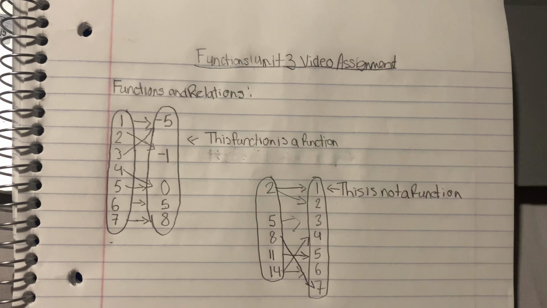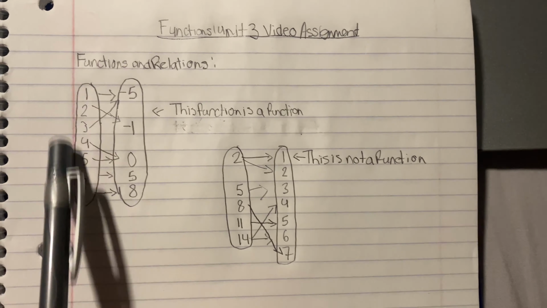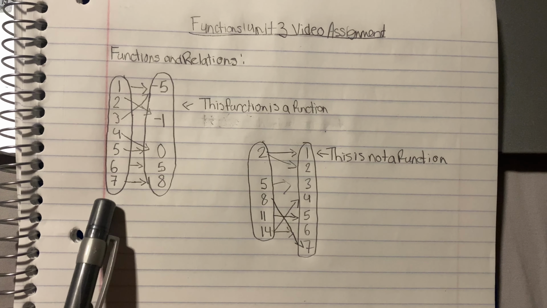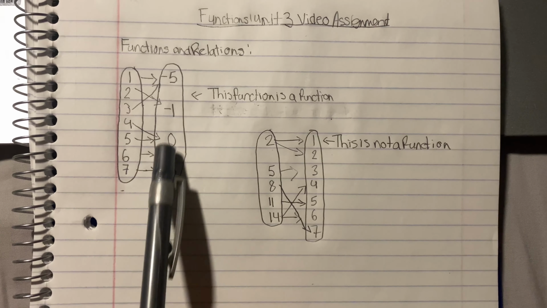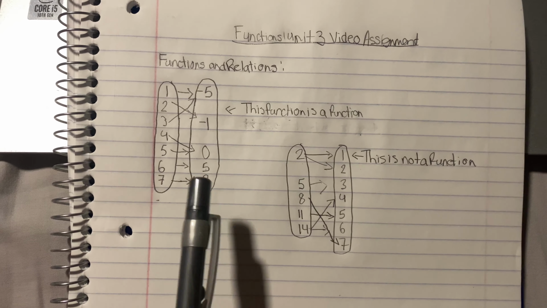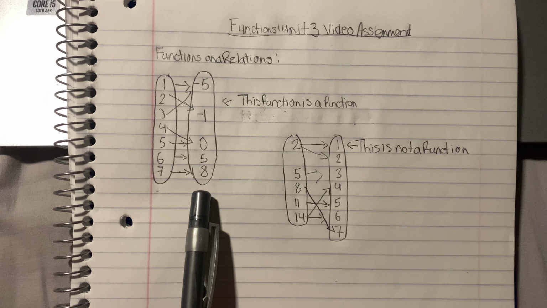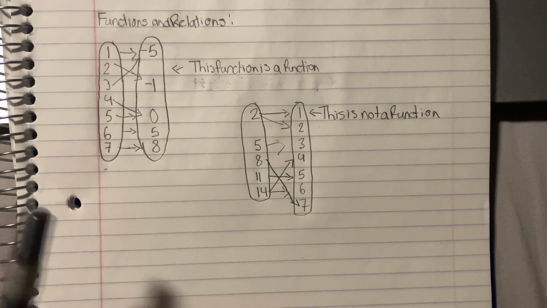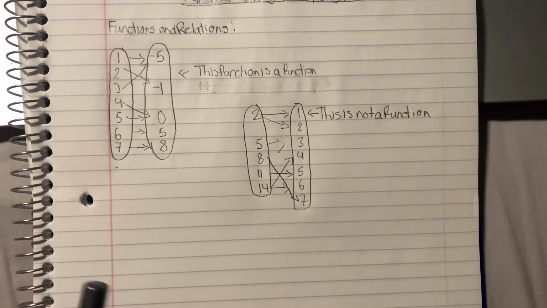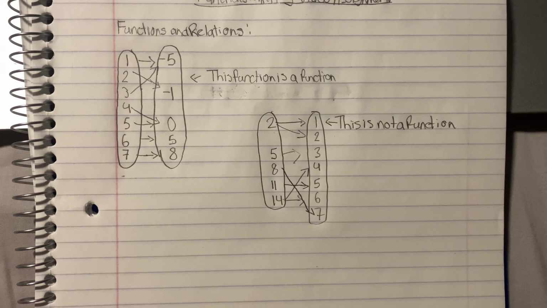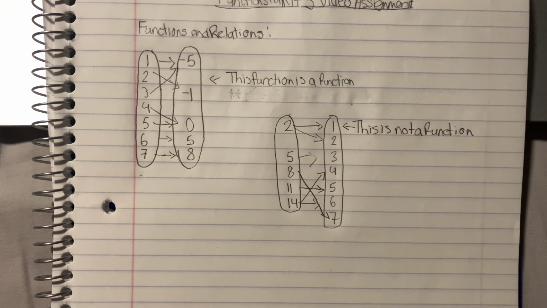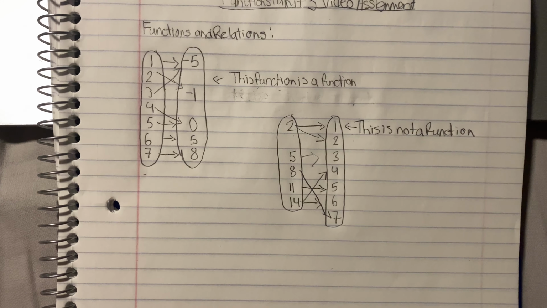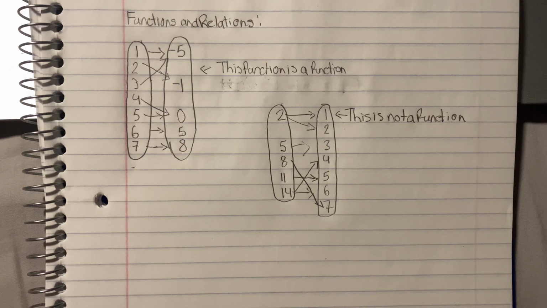Functions and relations. Here we have a relation. Over here, all these numbers will be considered an x value, which can also be known as a domain. And all of these numbers are y values, which can also be known as range. I know this relation is a function because each value from the x values can only correspond to one of the values in the range, which is the y value.